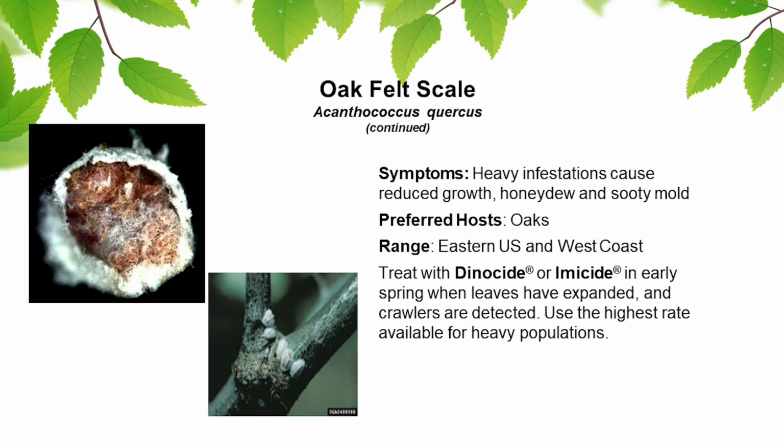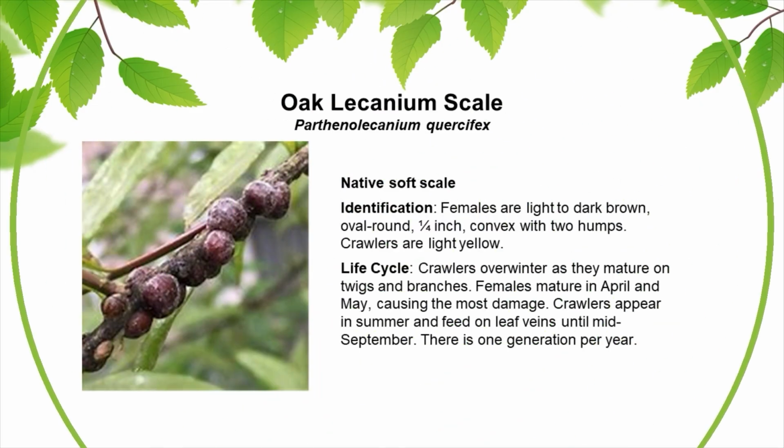Heavy infestations of oak felt scale cause reduced growth, honeydew, and sooty mold. Oak trees are the preferred host of oak felt scale. They can be found in the eastern United States and on the west coast. Oak felt scale can be managed with a treatment of Dinotefuran or Imidacloprid in early spring when leaves have expanded and crawlers are detected. Use the highest rate available for heavy populations.